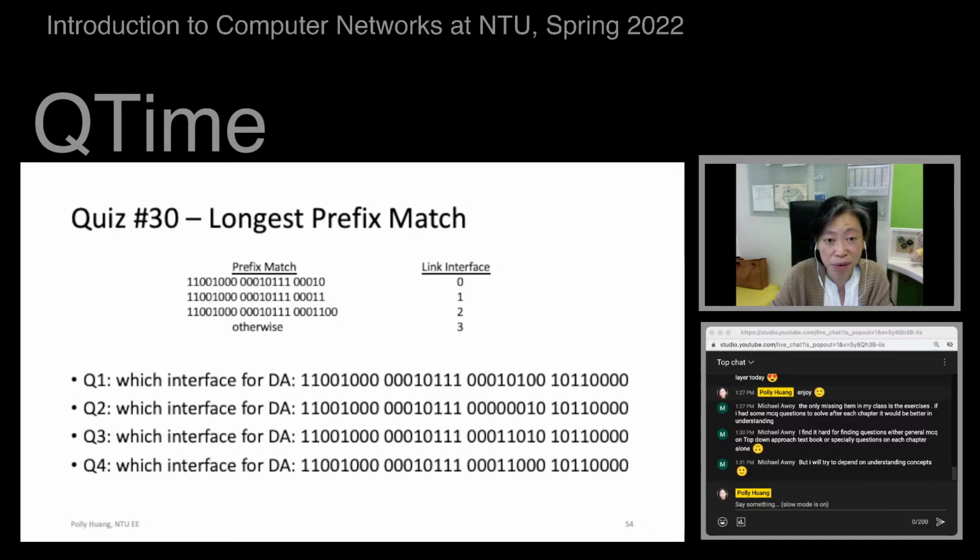So Q1 asks which output port this address goes to, 1100 all the way to the end. I'm not going to read the entire 0-1 string here. So find the output port for the Q1 destination address, Q2, Q3 and Q4 destination addresses. Please go now to the Slack space, channel W12, quiz 30.